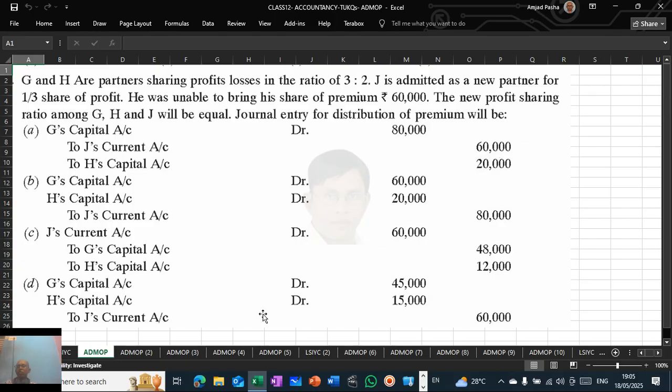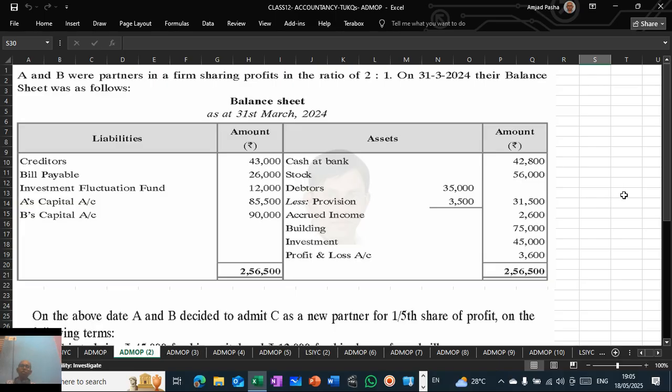Okay, so the next question. Remember the question number, because the question number is very important. This is question number 1, Admission of Partnership. Question number 1. Now this is the next question, question number 2. Let us go through question number 2.